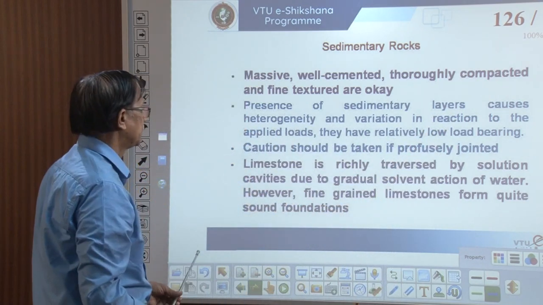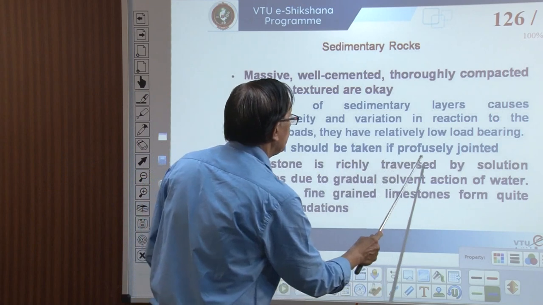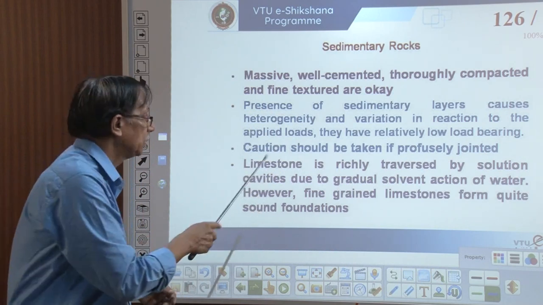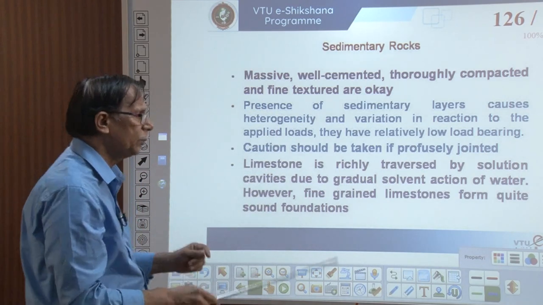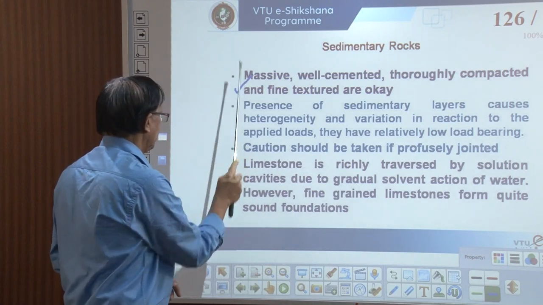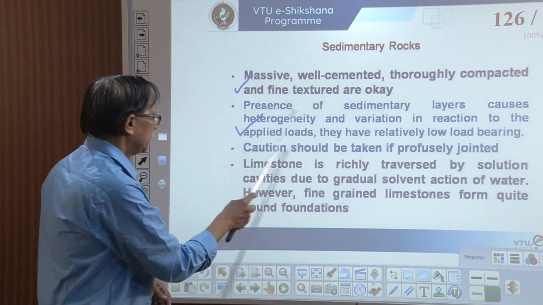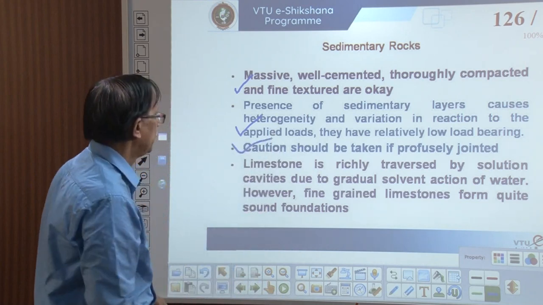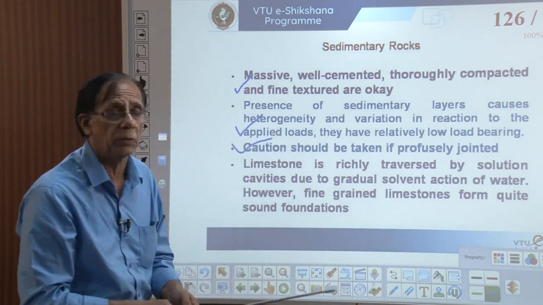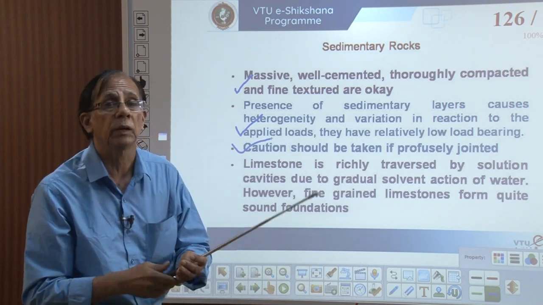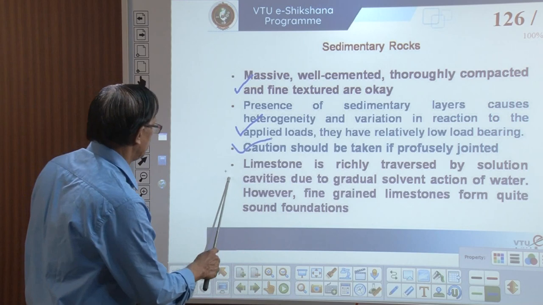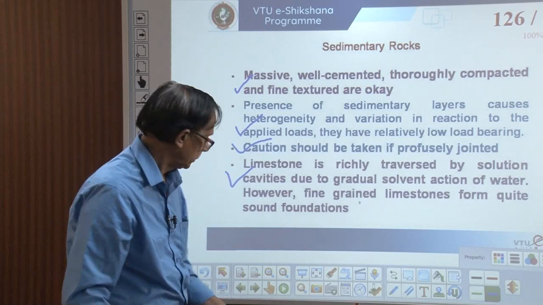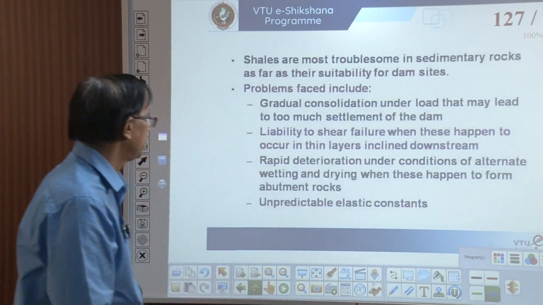This we have already discussed. Caution should be taken if the rocks are profusely jointed. We have discussed along the joints how they affect. In general, sedimentary rocks, if there is a variation, different layers, the thickness of the layer with respect to foundation, if they are jointed, again we have to be careful. Limestone is richly traversed by solution cavities. There can be solution cave-like structures below. They have to be thoroughly investigated. However, if they are fine-grained, massive, it's okay. So, sedimentary rocks are to be carefully seen.